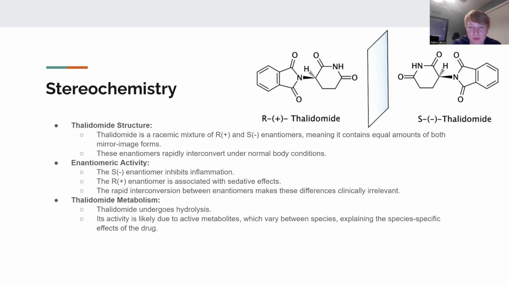And then it converts very quickly between each enantiomer under normal body conditions, which makes the differences between these irrelevant, as if you're taking thalidomide, you're going to be getting both enantiomers interacting with your body. And then finally, for metabolism, it undergoes hydrolysis, which is likely due to active metabolites, explaining the species-specific effects of the drug, meaning each enantiomer has its own effects due to active metabolites.